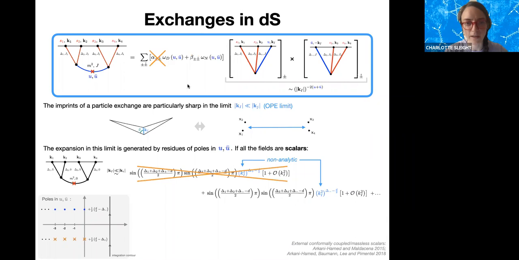When only the coefficient of that is non-zero, then this family of non-analytic terms on the first line is absent.